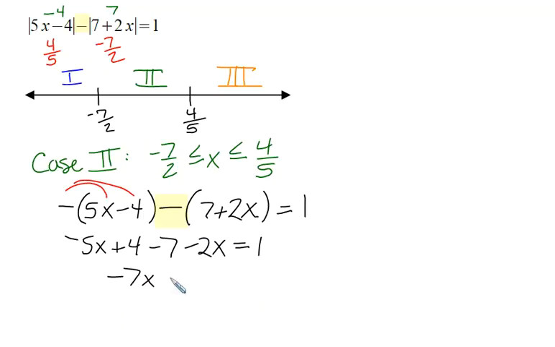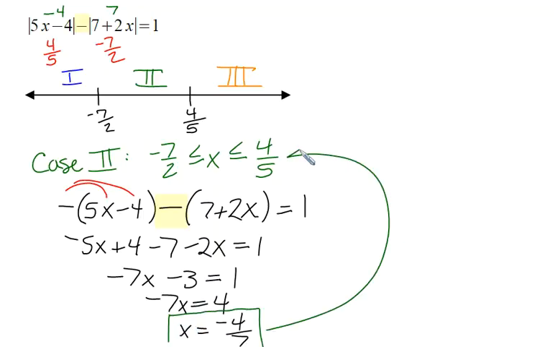Combine our like terms, we get -7x minus 3 equals 1. So -7x is equal to 4. And x is equal to -4/7. So now before we're done, we have to take that value of x that we got and compare it with our case. So if x turned out to be equal to -4/7, is it greater than or equal to -7/2? Yes. And is it less than or equal to 4/5? Yes. That means that x equals -4/7 will be a solution to this equation.